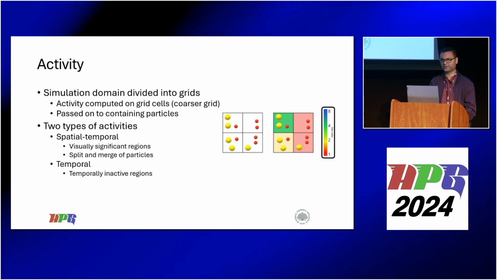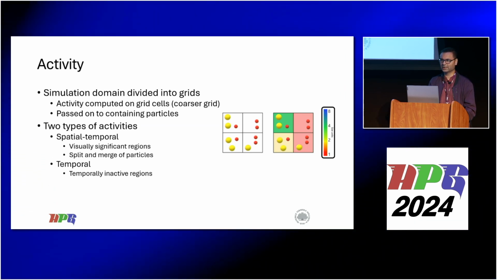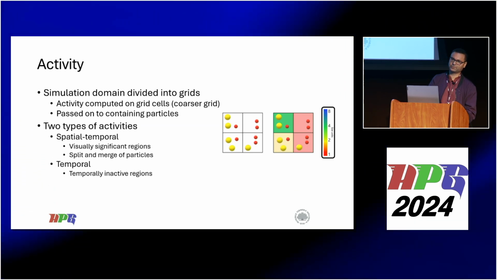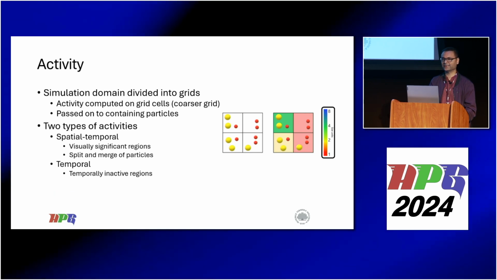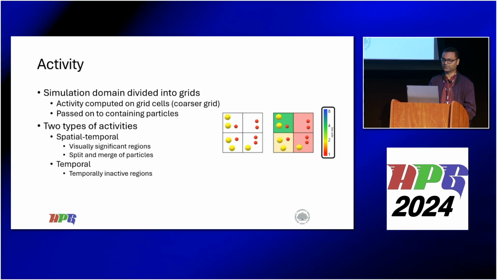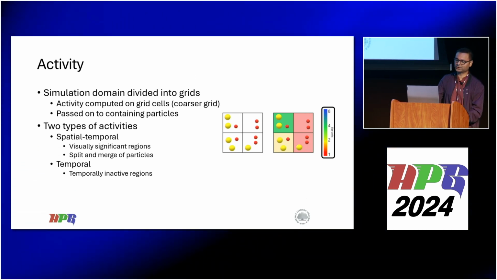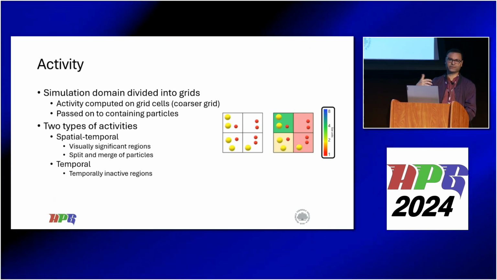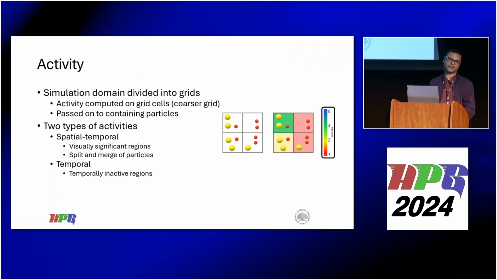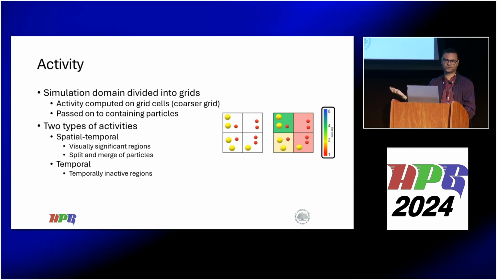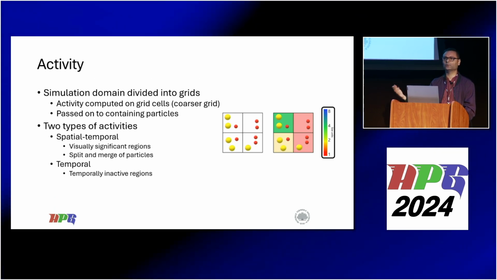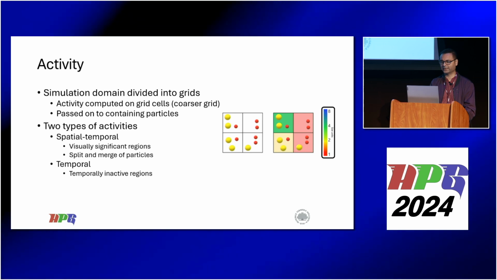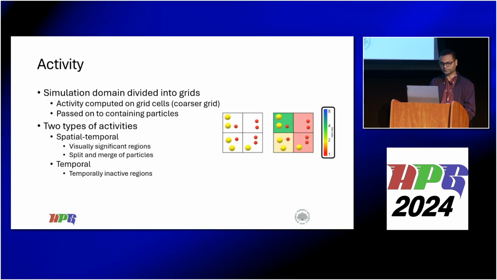However, we need two different activities. One is spatial temporal. It is used by both spatial and temporal activity determination, and the other one is only temporal. So the idea behind spatial temporal is to identify visually significant regions that require a higher resolution of particles. On the other hand, temporal regions are those regions where we are trying to figure out which regions are inactive, and we can get some benefit from there.